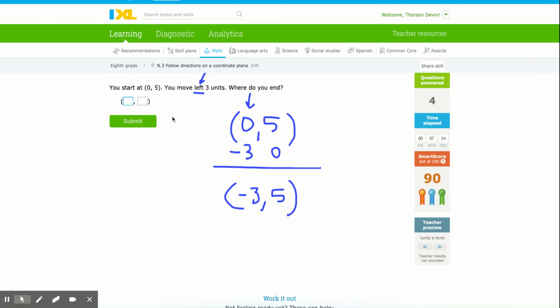And I didn't even need to look at a grid in order to do it. I just think about how the x is changing and how the y is changing.